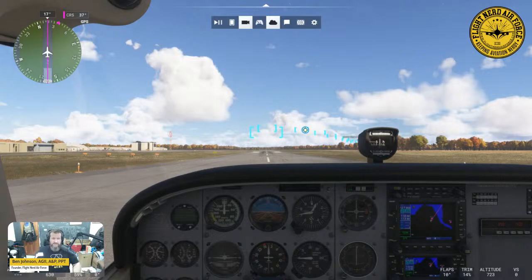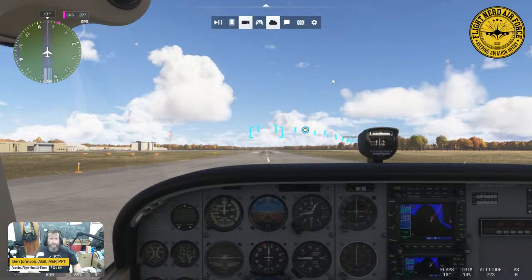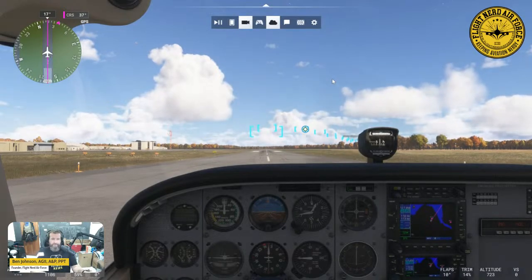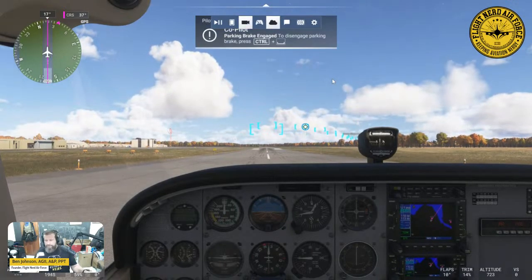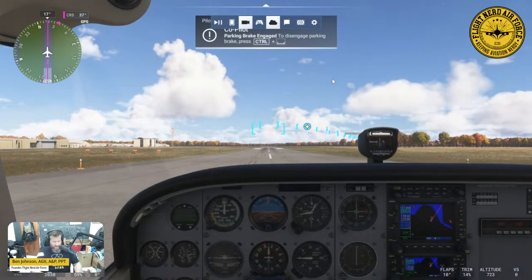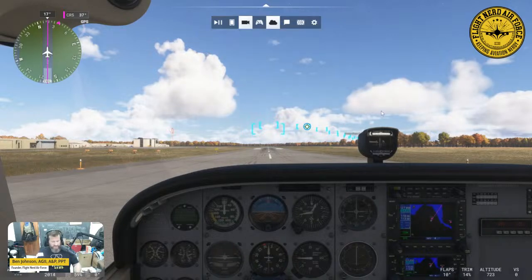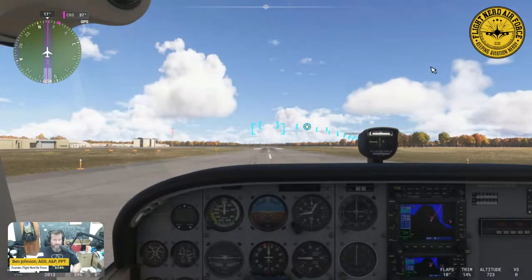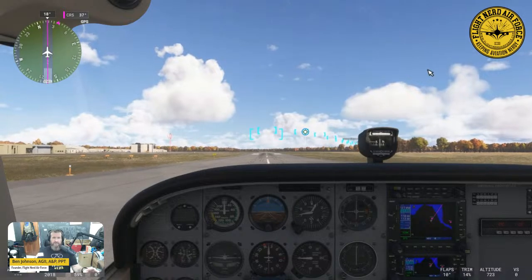So let's get the airplane going here. All right, the airport we are at today is, oops, sorry, gotta get the right one here. There you go. Take the parking brake off, always helps.